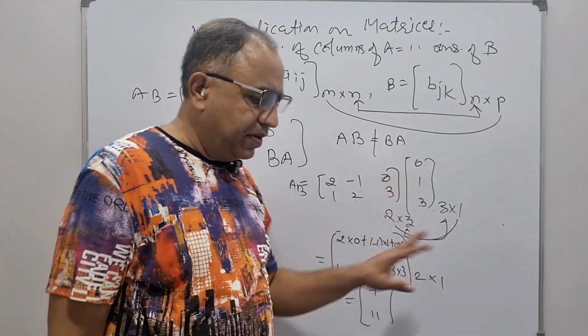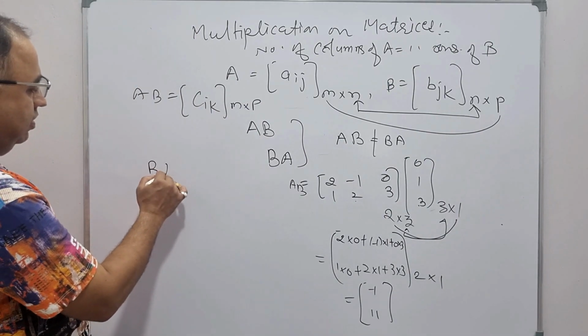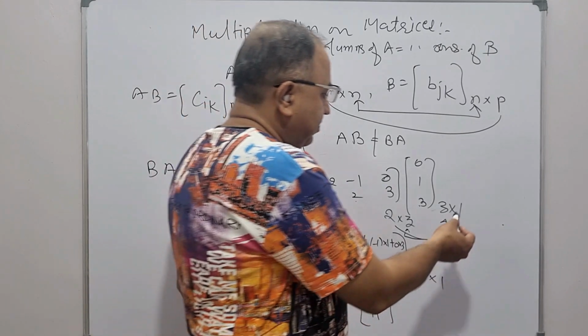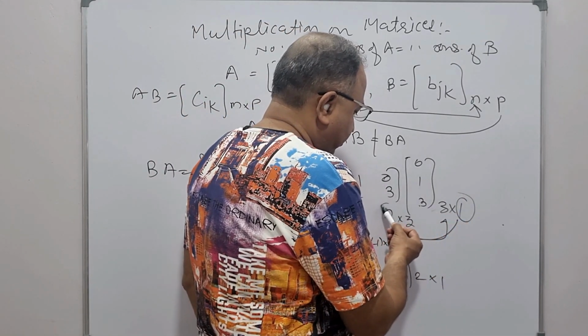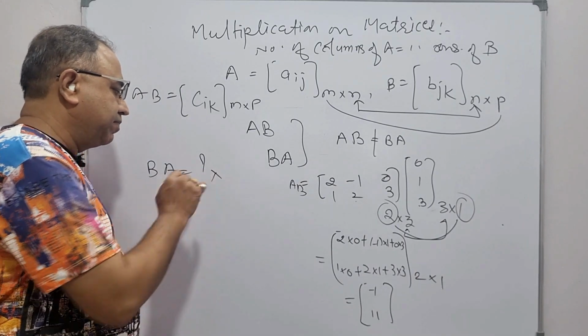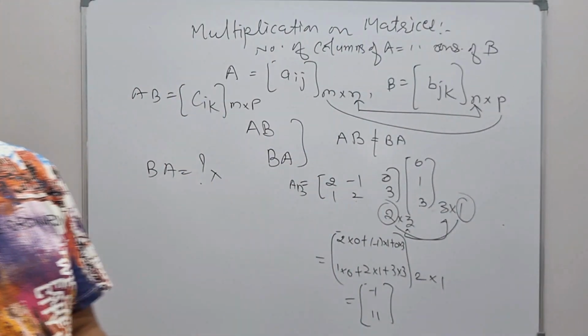Here it is A, here it is B. But can we obtain BA? What is the number of columns of B? 1. What is the number of rows of A? 2. So they are not equal. That means BA is not possible. AB is possible, but BA is not possible.